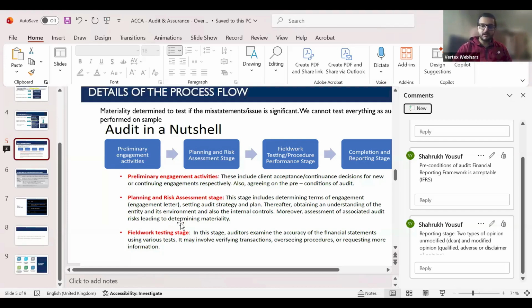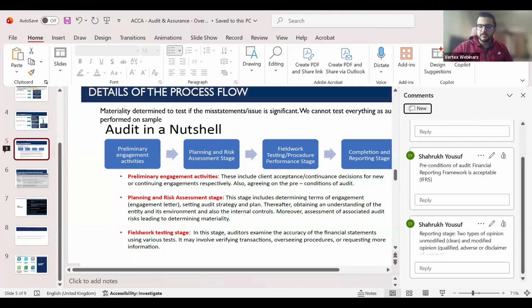So your opinion can either be an unmodified opinion or a modified opinion. The basic difference is that an unmodified opinion means a clean opinion, whereby you are saying that based on the information we have gathered, we are happy that the financial statements are fine. They present a true and fair view. There is no problem with them. To the best of our knowledge, we can't say it for sure, because auditors express reasonable assurance.